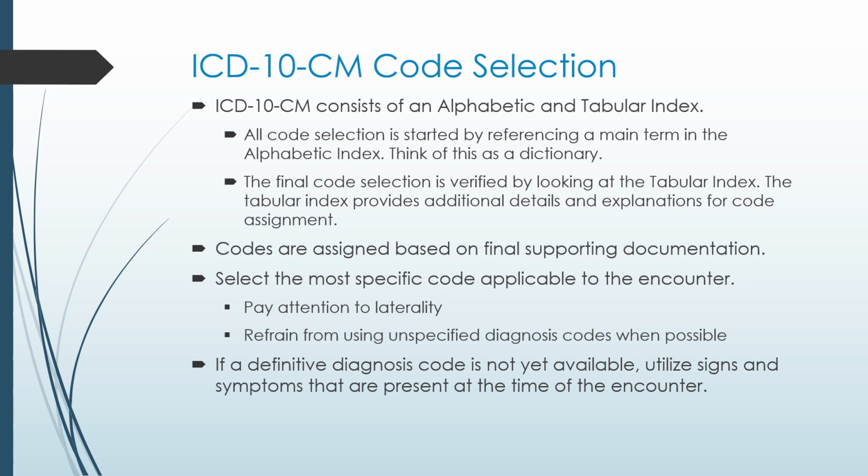Code assignment is, of course, based on final supporting documentation, so you always want to make sure that your documentation is 100% clear and accurate in order for a coder to assign the best ICD-10 code for the service provided. We're going to select the most specific code applicable to the encounter, and we're going to pay attention to things such as laterality. Is this the first time that you're seeing the patient for a particular injury? So we're going to look at, is it an initial encounter, a subsequent encounter? We're going to look at, is this a sequela to, like, a stroke, for example, things like that.